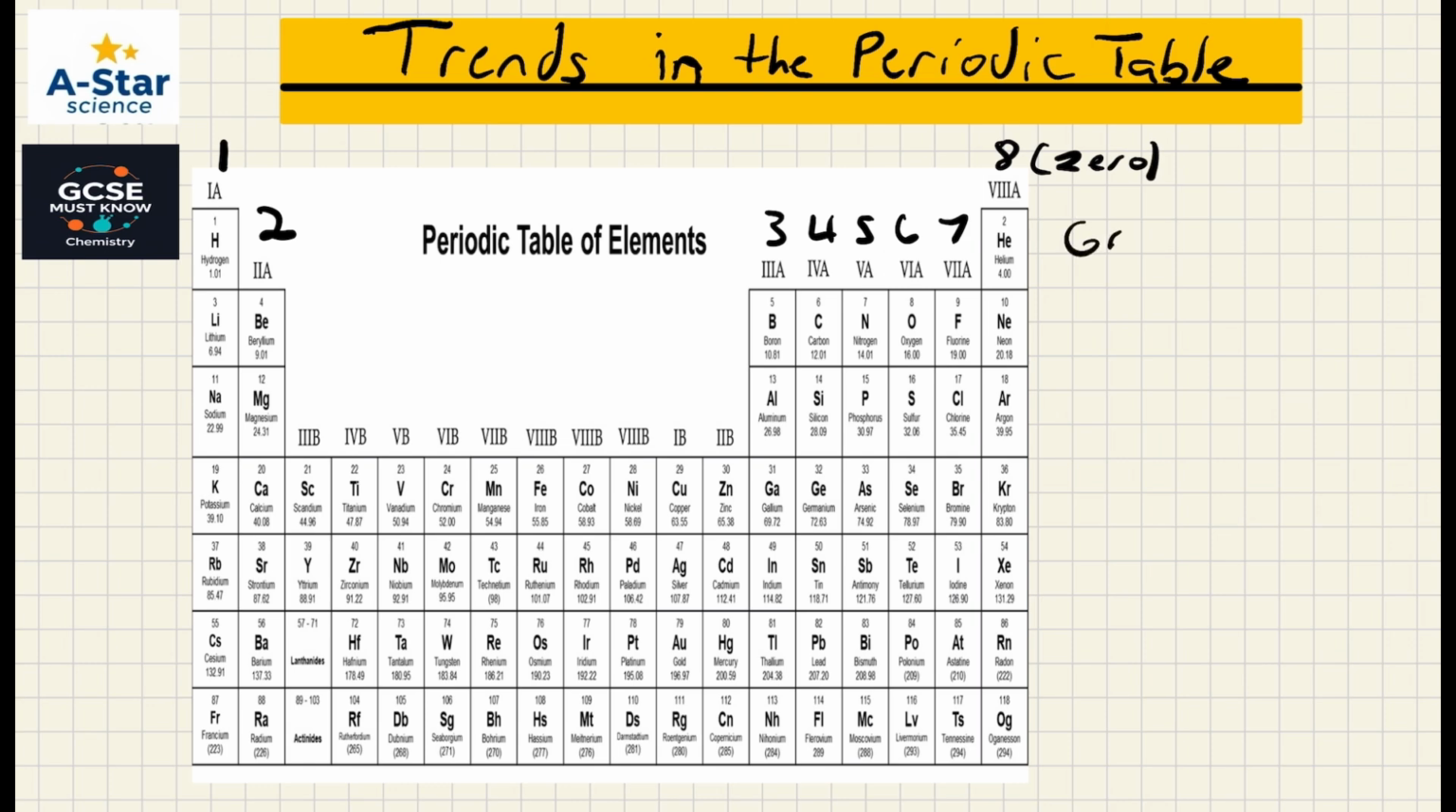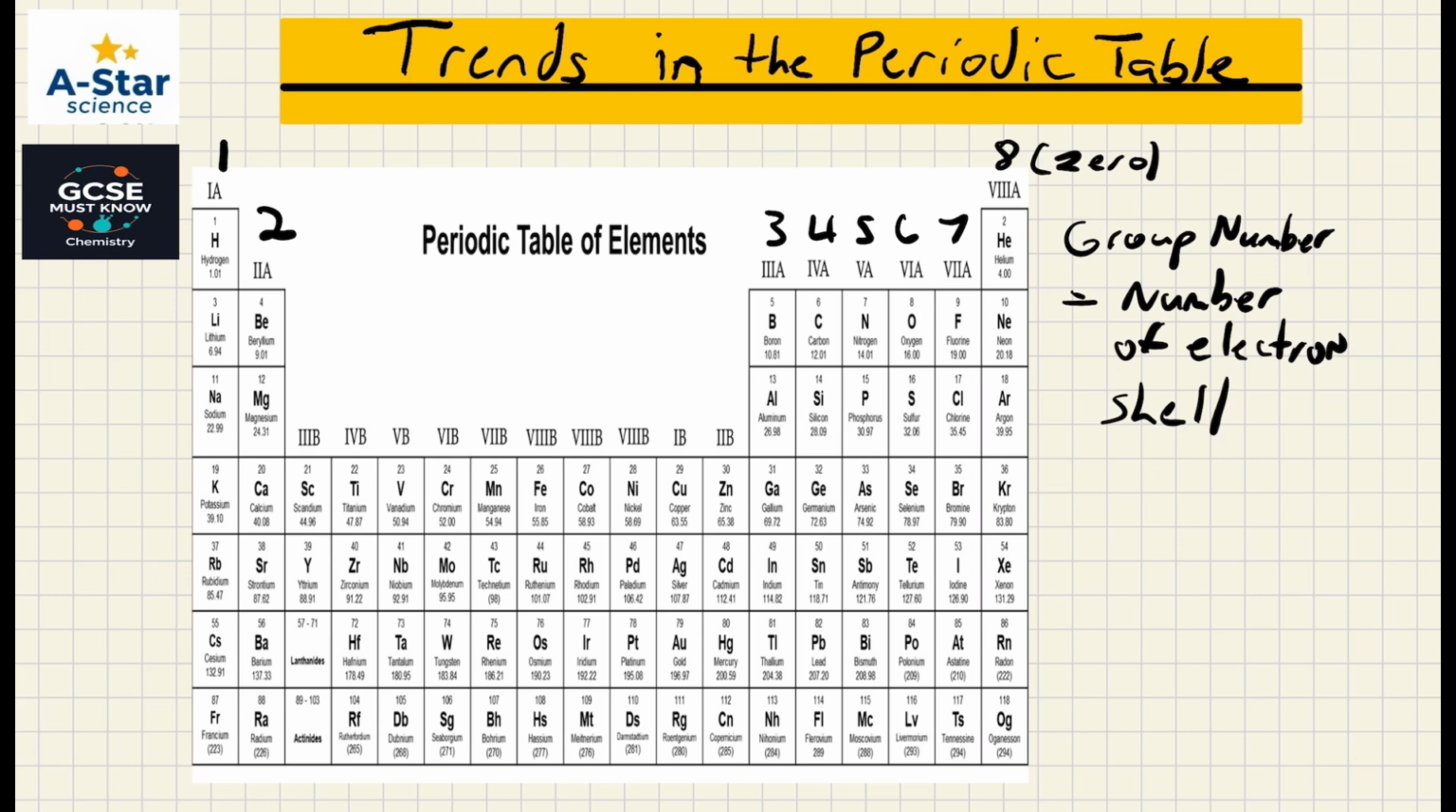Now, the group numbers, of course, represent the number of electrons in the outer shell of the atoms. So for example, again, if we look at lithium, which has 3 electrons in total, 2 in the first shell and 1 in the second shell, that's why it's in group 1, okay?